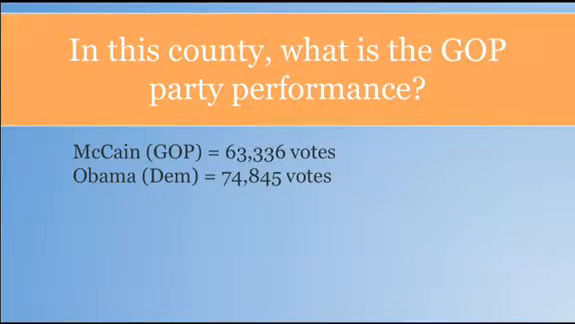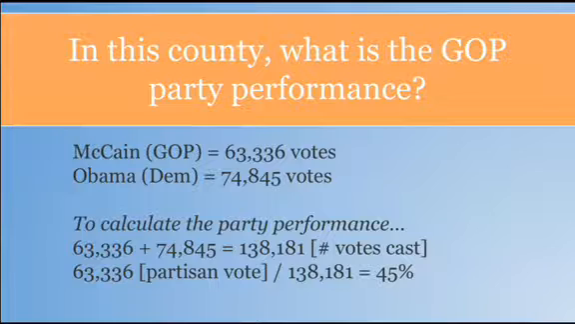So in our sample county again, we have McCain versus Obama. You'll see the two vote totals on the screen. What is the GOP or McCain party performance here? Simply put, we take the McCain vote total plus the Obama total to get our total number of votes cast in that election, and we divide the McCain votes by the total votes cast, like we laid out. So our McCain or GOP party percentage here is 45%.